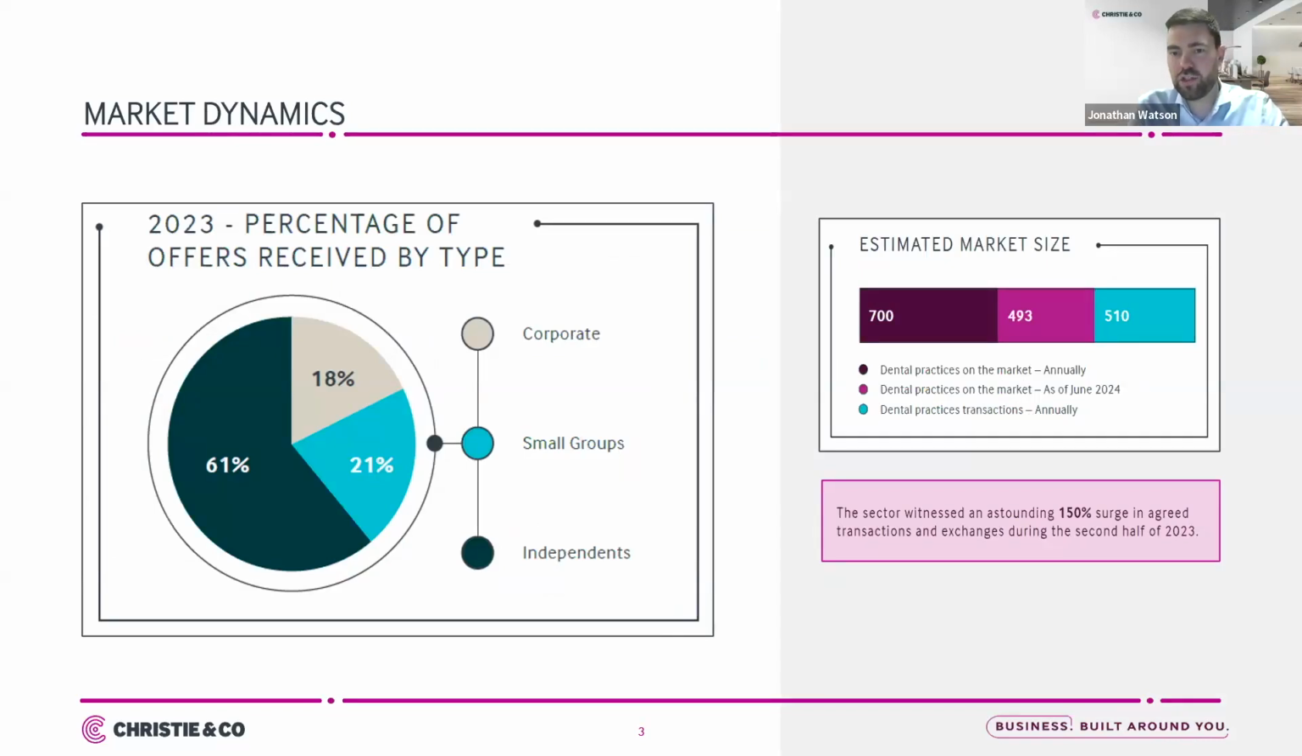The chart on the right shows typically we see about 700 transactions in the market, 700 practices available for sale. Right now we're seeing around 500 across all the agents. So there's been a slight reduction in the last 18 months as a result of the cost of borrowing and corporate slowdown of activity. And we were fortunate last year as a firm with a number of corporate disposal programs, which I'll talk about in a moment.